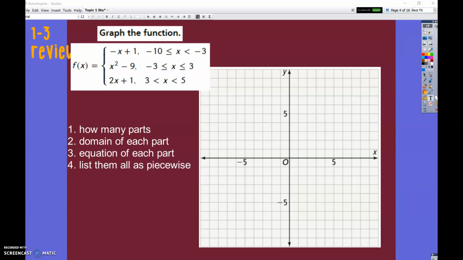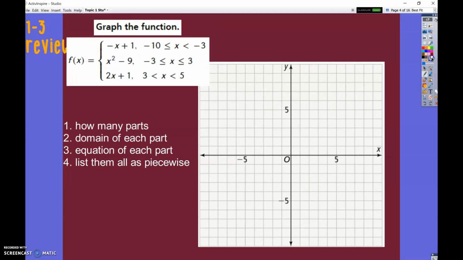In section 1.3, we talked about piecewise functions. One thing to remember, you may be given a graph of a piecewise function and you have to write the equations. You'll see that's not what you're being asked here. But remember, these down here are the steps if you're given a graph and asked to create the piecewise. In this actual problem, you're going to have your very own blank graph, and you're going to need to graph each of these piecewise parts separately.